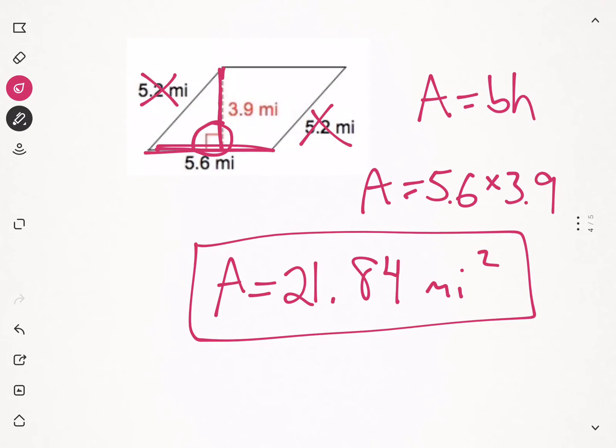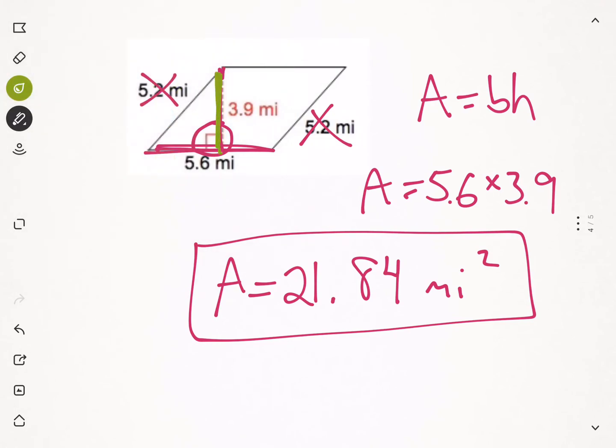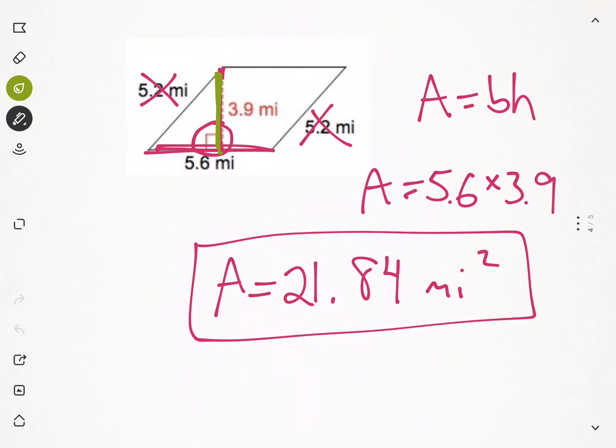This time they put the height inside of the parallelogram. In the other examples, they put the height outside the parallelogram. It doesn't matter where they put the height. That dotted line with the right angle is the height no matter where they put it.